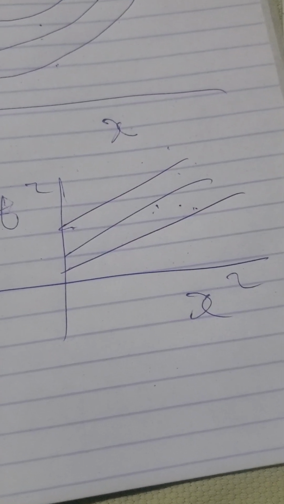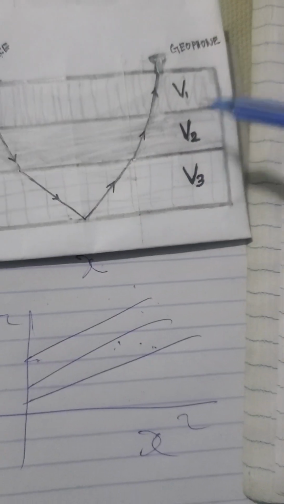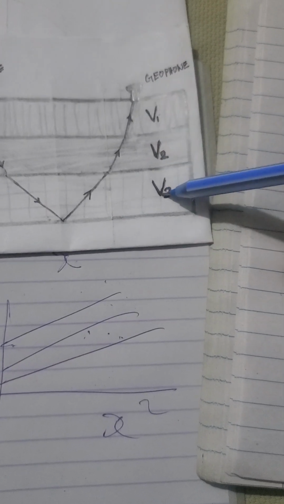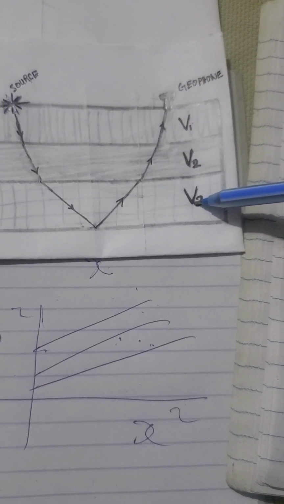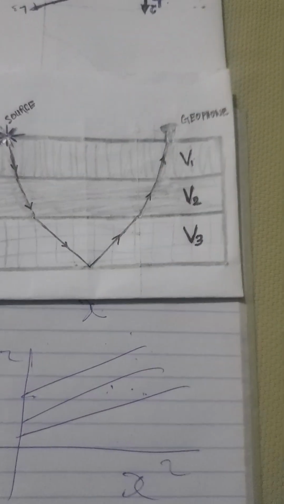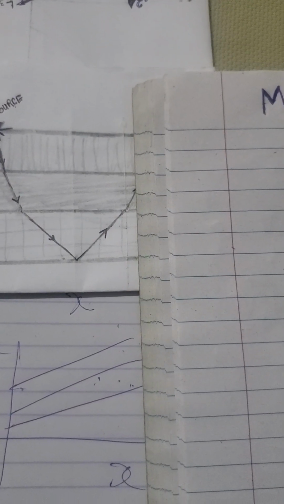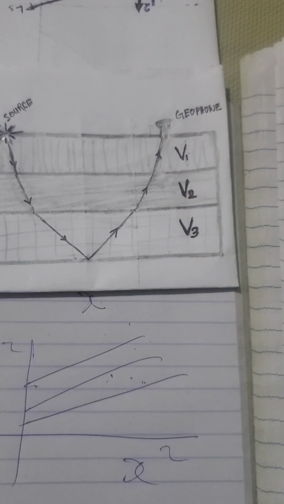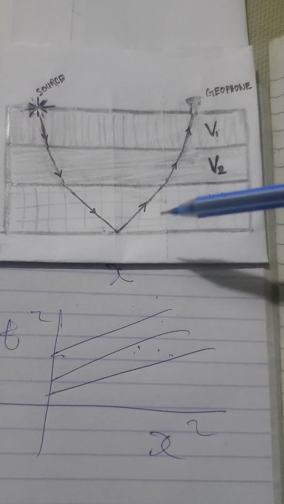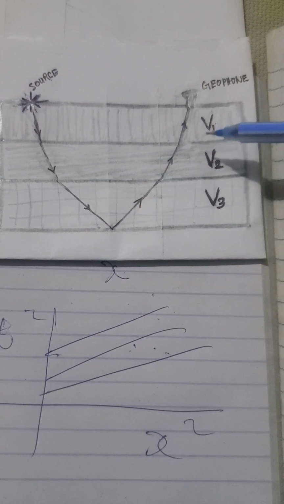But how can we get the specific velocity of each layer? Maybe the velocity of the first layer, the velocity of the second layer, and the velocity of the third layer. How can you get them? Well, Dix developed the equation known as the Dix equation to find the expression of the total velocity encountered by the seismic signals in traveling through its way.